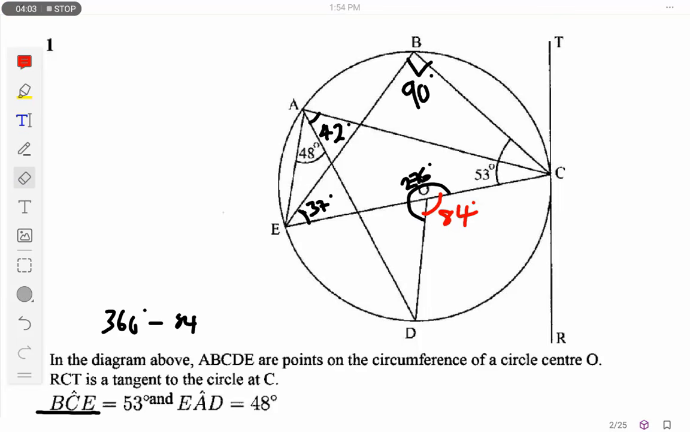Fine. Let's see what other angle we can find. Which other angle? Okay, I think for now, let's just leave it there. Can we leave it there? Yes, we can leave it there. Let's go to the question and see what they are asking us.